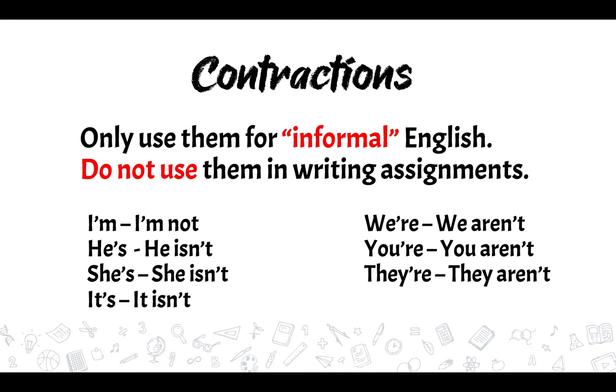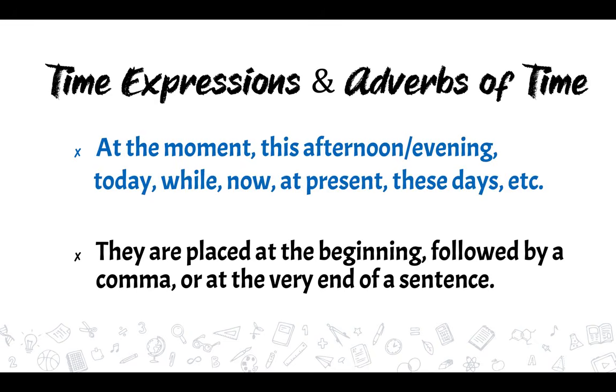That's it. Okay. So, time expressions and adverbs of time that we use with the present continuous or present progressive. At the moment, this afternoon, this evening, this week, this month, today, while, now, at present, these days, etc. They are placed at the beginning of a sentence, followed by a comma, or at the very end of the sentence.